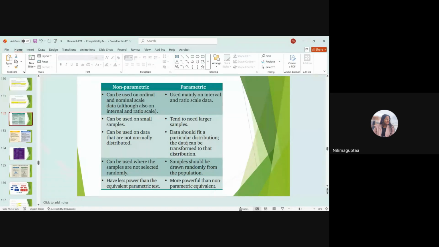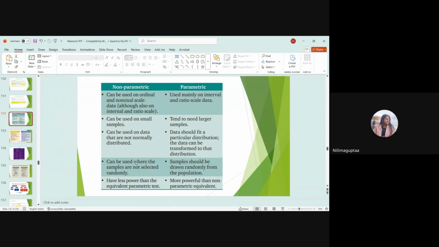In parametric, data should be normally distributed, or data can be transformed to that distribution, but in non-parametric it is not possible. Samples in a parametric test should be drawn randomly from the population, but as I told you, in qualitative, the samples are not taken randomly.